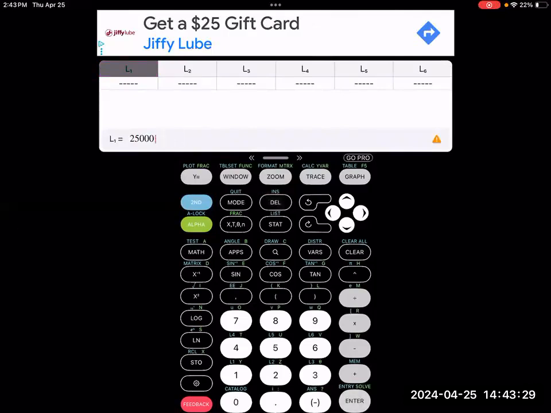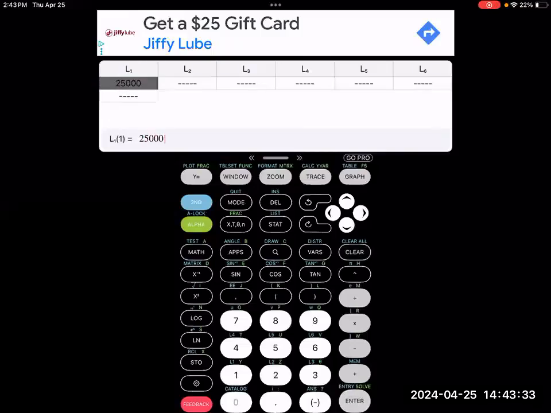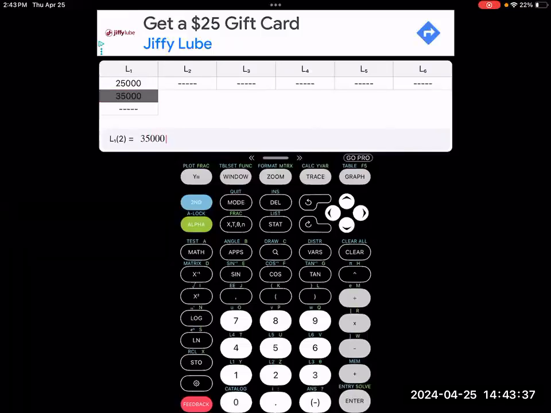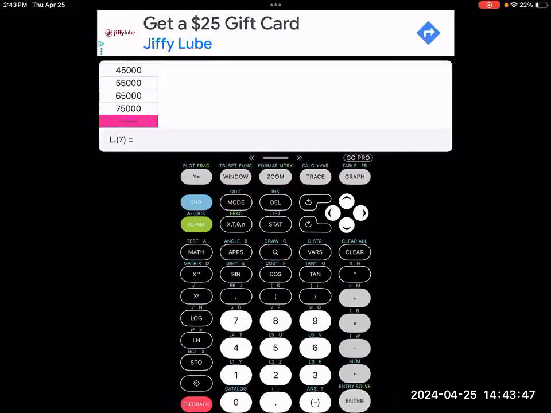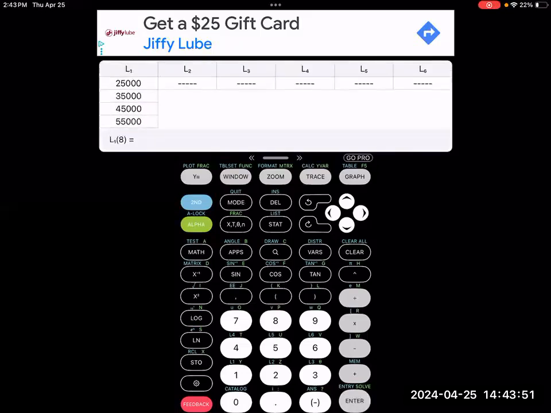All right, there we go. 25, 35. All right, so those are all of our X values.